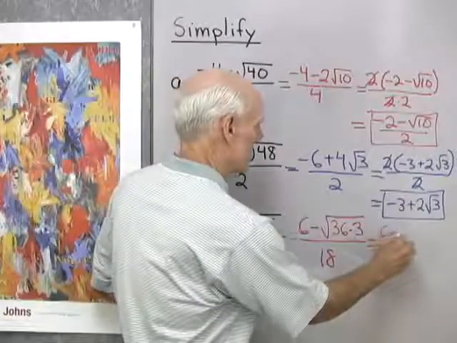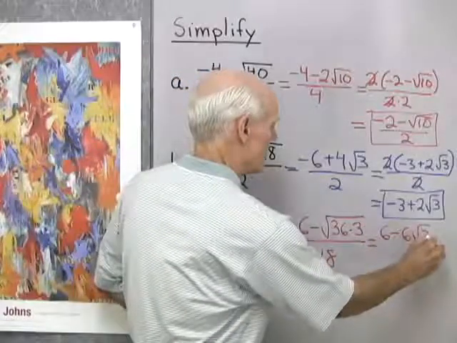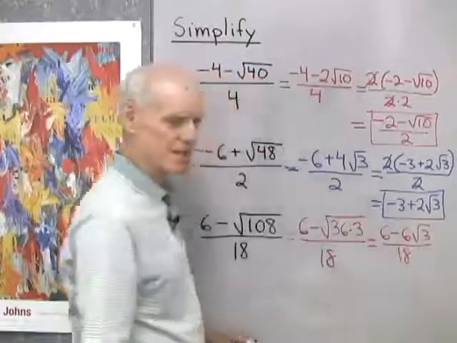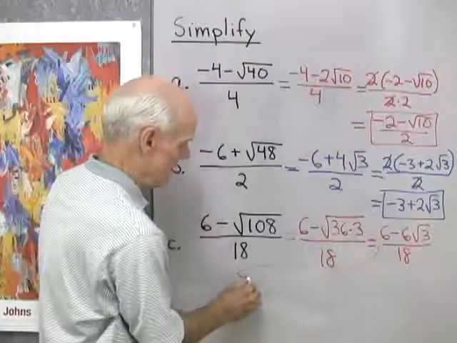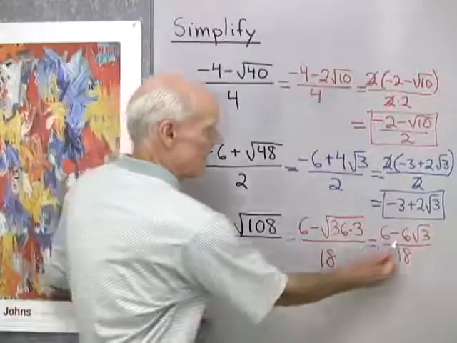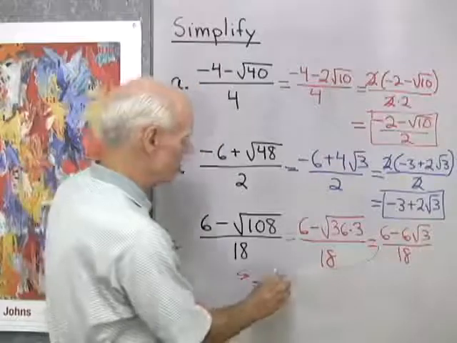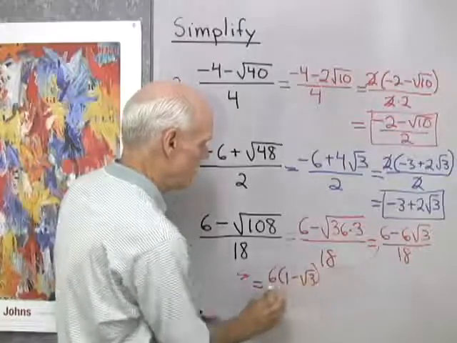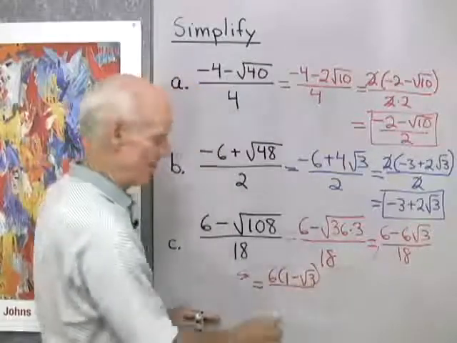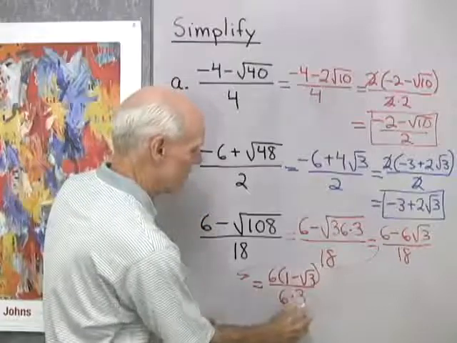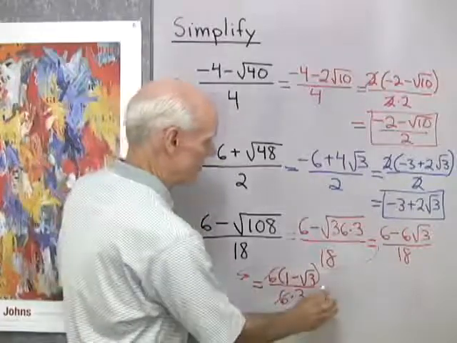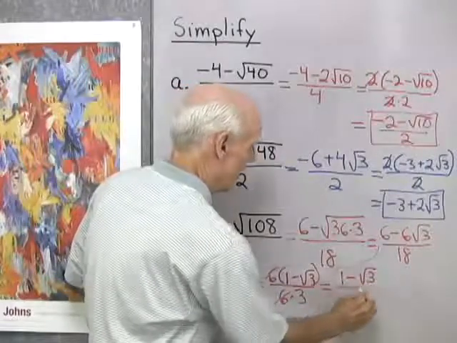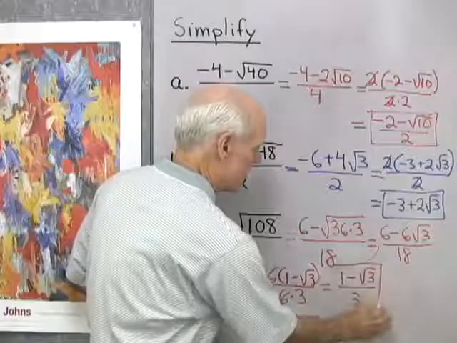That's going to be 6 minus 6 square root 3, all divided by 18. And let's see, let me move this down here. And I'll say equals, let me factor that 6 out of both terms in the numerator. 6 times 1 minus square root 3, all divided by 18, which I can write as 6 times 3. Now I'll divide out that common factor 6, and I have left 1 minus square root 3, all divided by 3. So same process again.